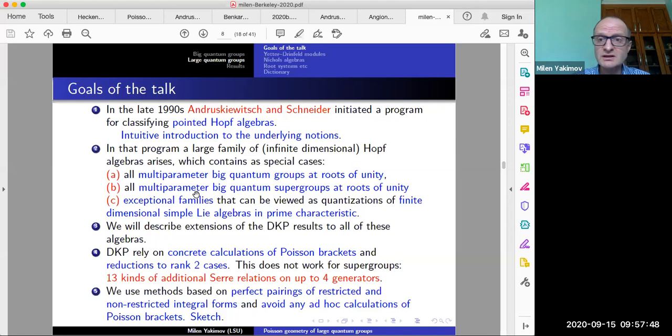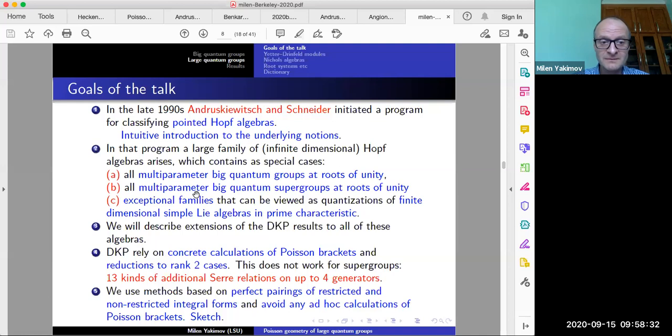And here I want to say that De Concini-Kac-Procesi rely a lot on concrete calculations of Poisson brackets and reductions to rank 2 cases. Rank 2 because all quantum Serre relations for usual quantum groups contain only 2 generators. However, if you look at the kinds of quantum Serre relations for quantum supergroups in these exceptional families, there are 13 additional kinds of Serre relations, and some of them have 3 and 4 generators. And doing exactly the same thing that De Concini-Kac-Procesi did, reducing this to all Serre relations, is simply impossible because you have so many different kinds of Serre relations.